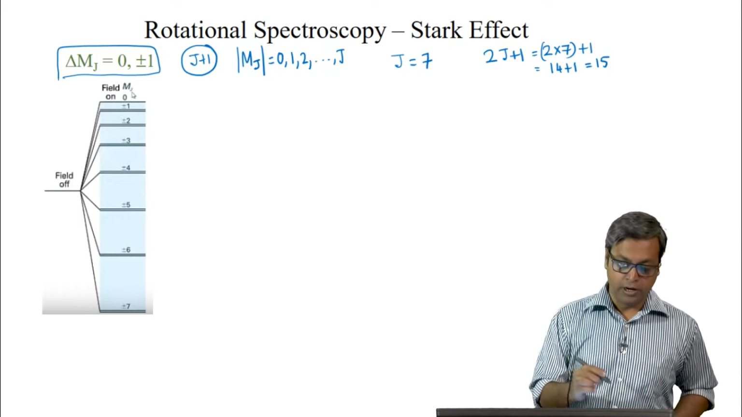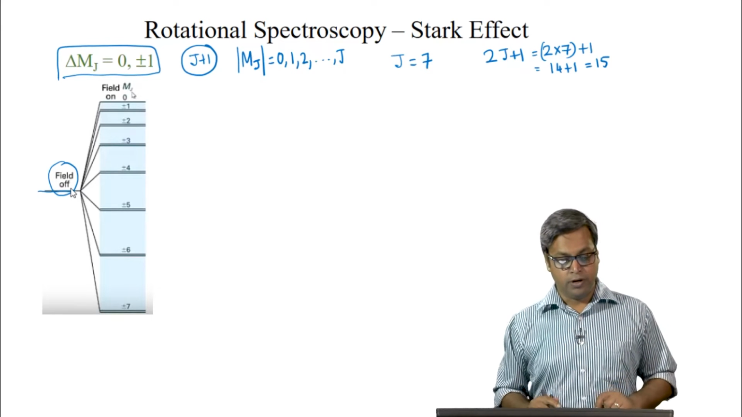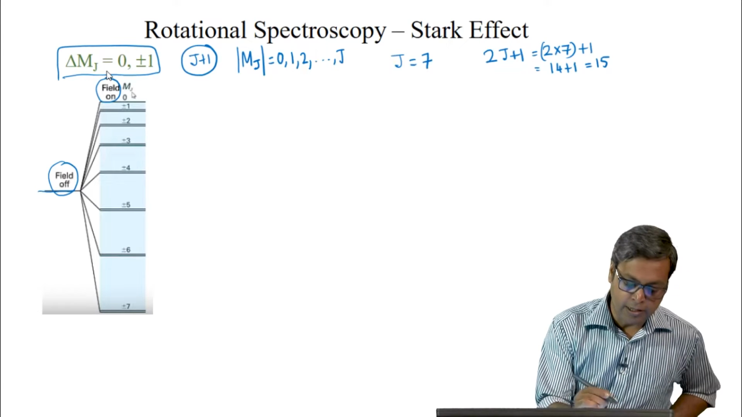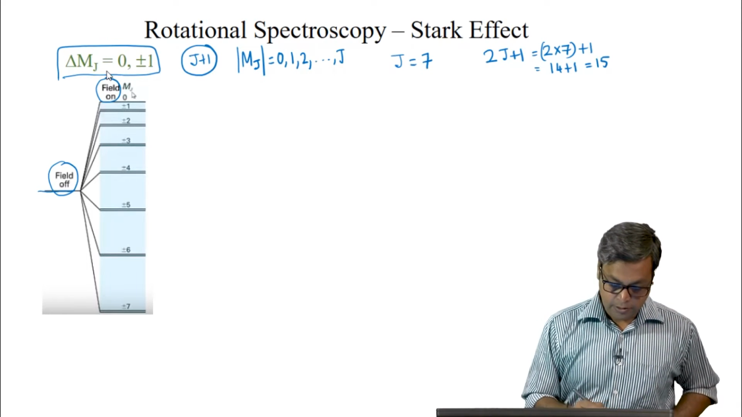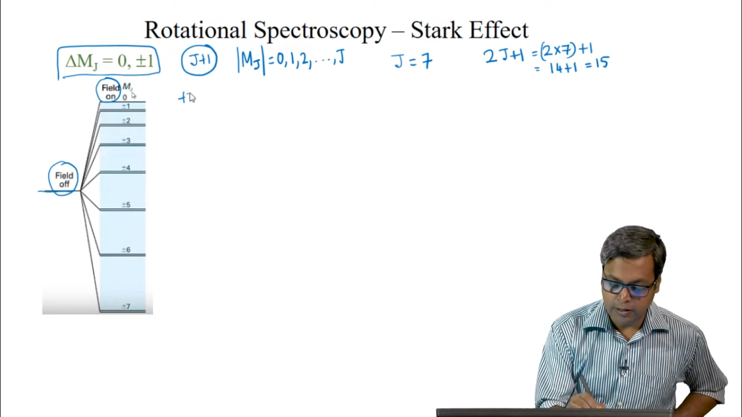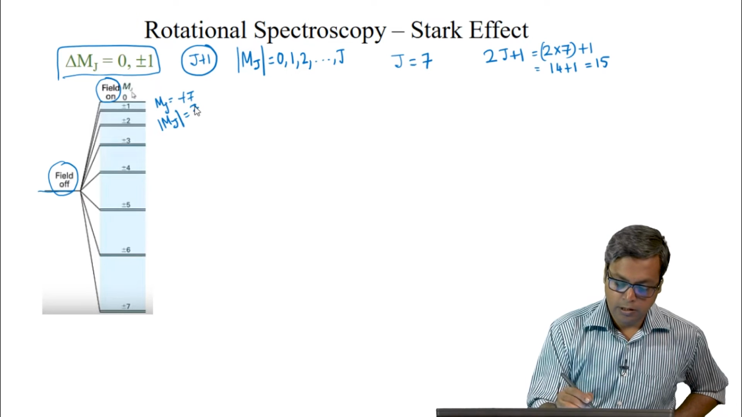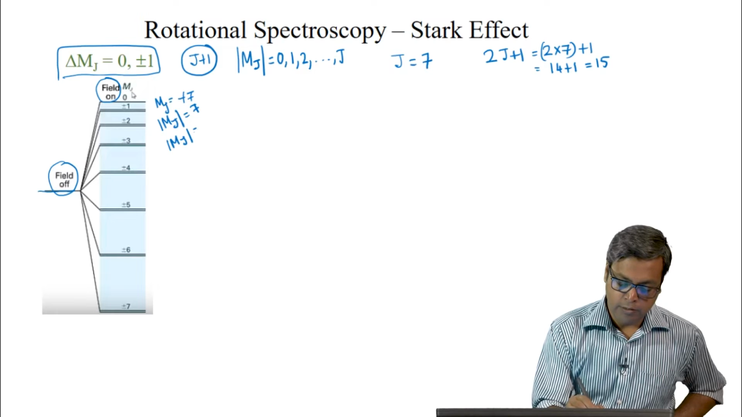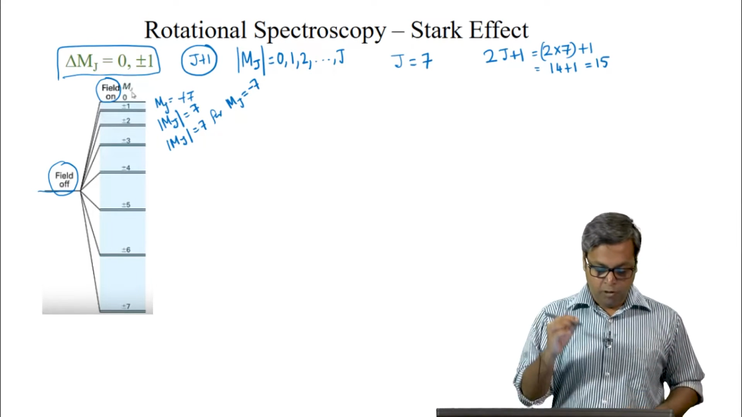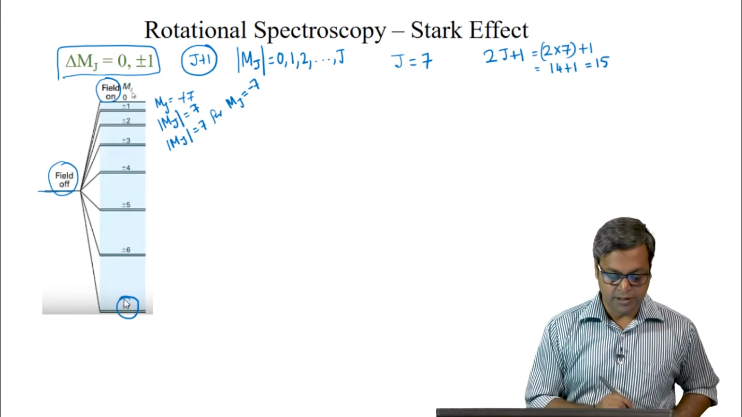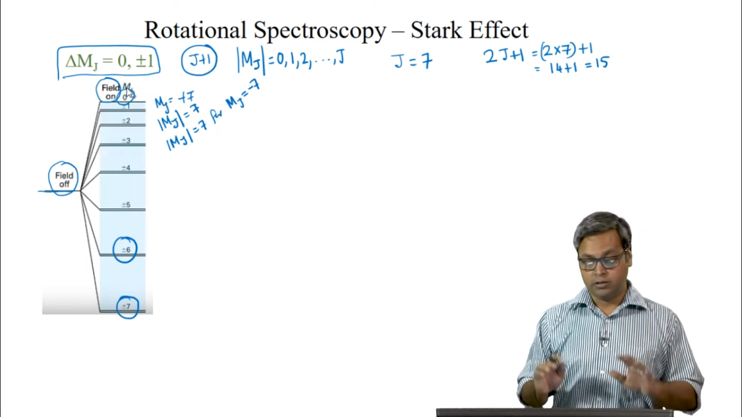We can see this in this figure. When the field is off, all the states are degenerate. However, when we apply the external electric field, the degeneracy is partially lifted, and for mj equals plus 7, mod mj equals 7. Also, mod mj equals 7 for mj equals minus 7. So, when the molecule is at mj equals plus minus 7, it is here. These are the levels for plus minus 6, and the highest level is for mj equals 0.